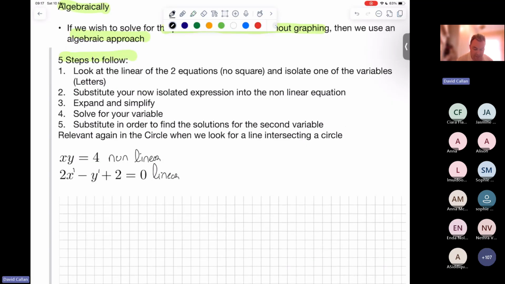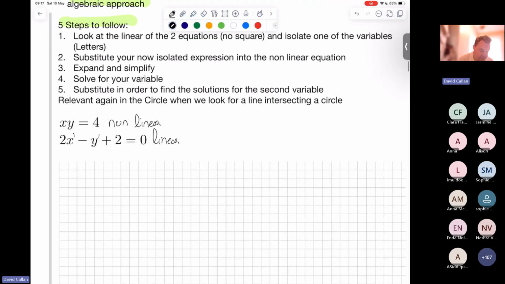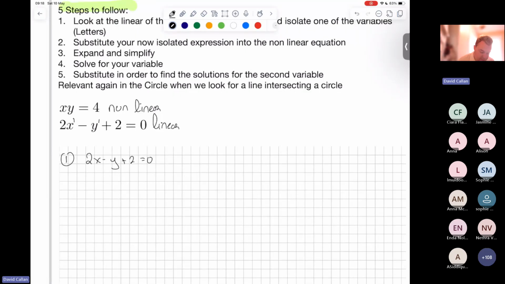So look at the linear of the 2 equations, the one with no square, and isolate one of the variables or letters. So therefore, I'm going to write down now step number 1. I'm going to write down the linear one. So here's your 2 options, right? To do that, and I'd recommend one and not recommend the other. Sometimes there's no easy choice, unfortunately. So I could do 2x plus 2 equals y, and isolate y.